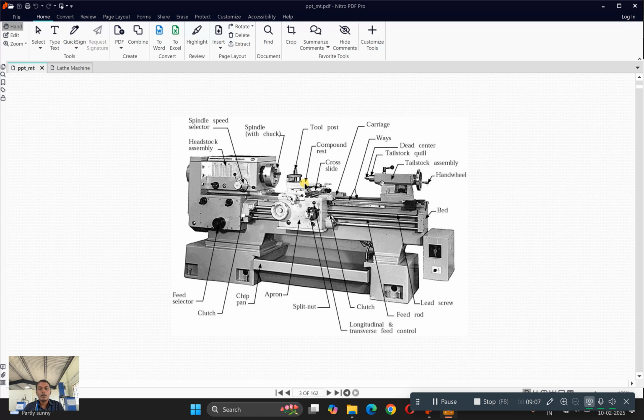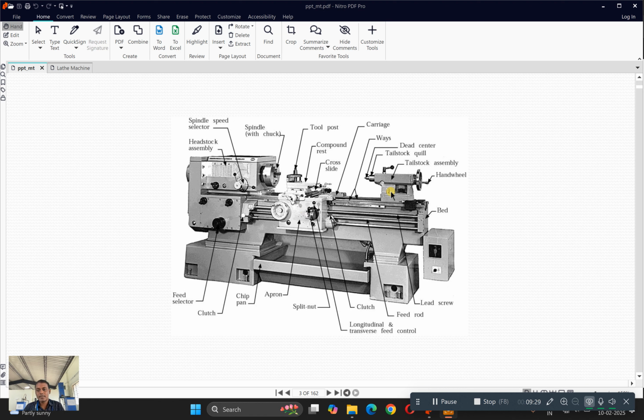On top of this we have the compound rest. This compound rest is a place where the tool post is inserted. The tool post is the place where we insert the single point cutting tool. So this is about the constructional features of the carriage. Then behind this carriage we have the tailstock.